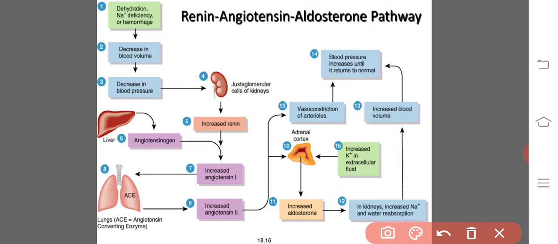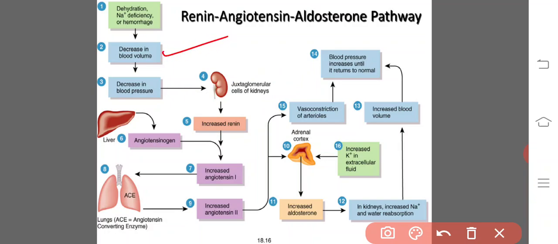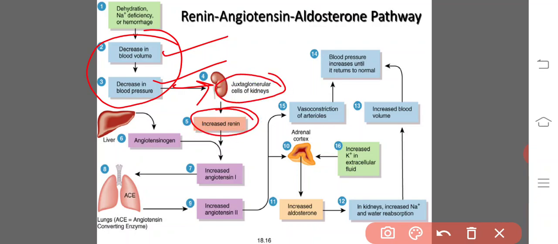Whenever there is dehydration, sodium deficiency or hemorrhage, during that time, if there is any decrease in the BP or blood volume, that leads to the production of renin by the juxtaglomerular apparatus, right? There are two conditions that stimulate the production of renin. One is the decrease in blood volume, another one is the decrease in blood pressure. Both of them stimulate the release of renin from the juxtaglomerular cells of the kidney.